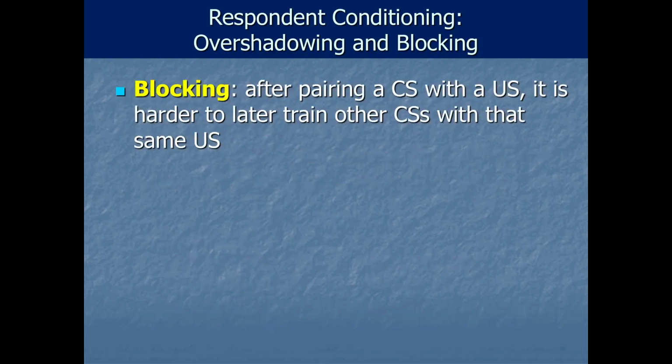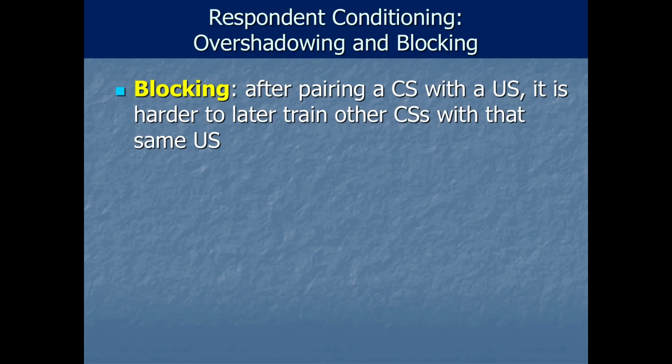Okay, the other effect I wanted to bring up that's kind of like overshadowing because it involves two CSs is called blocking. Basically, after you pair a CS with a US, just a single CS with a US, you do that normal training, that normal acquisition, it turns out it becomes harder for us to later train some other CSs with that same US, with that same unconditioned stimulus. To see what I mean, imagine an experiment like this.